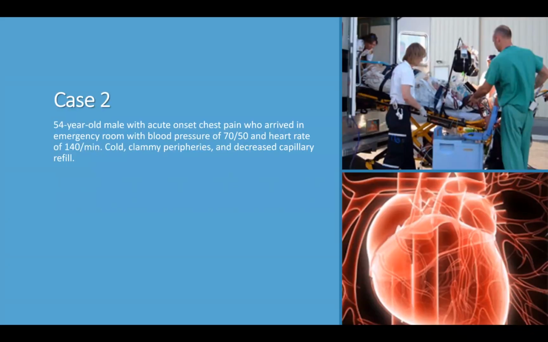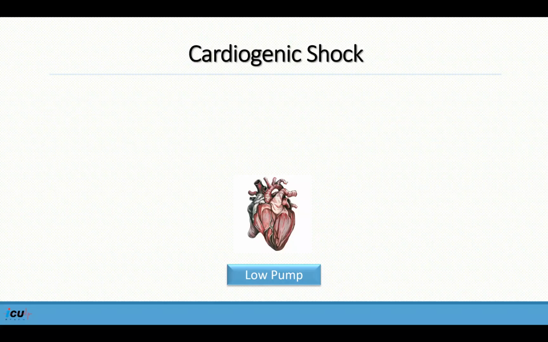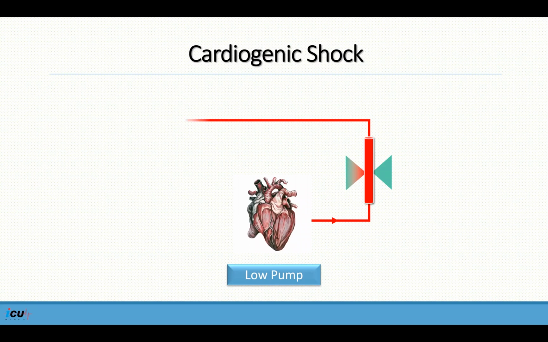The second case is a 54-year-old male with acute onset chest pain who arrived in the emergency room with a blood pressure of 70/50. Notice in these two cases the pulse pressure is narrow, 70/50 in this case and 70/45 in the previous case. The heart rate is increased at 140 per minute because of the compensatory mechanism. And of course, this patient has cardiogenic shock with cold, clammy peripheries and decreased capillary refill because of the increased systemic resistance. So we can see that here, this is cardiogenic shock.